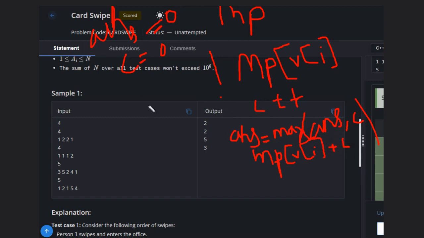And what if it is already there in the map? So what we will do is mp of b of i minus minus, and c minus minus. So our final answer will be this answer variable.